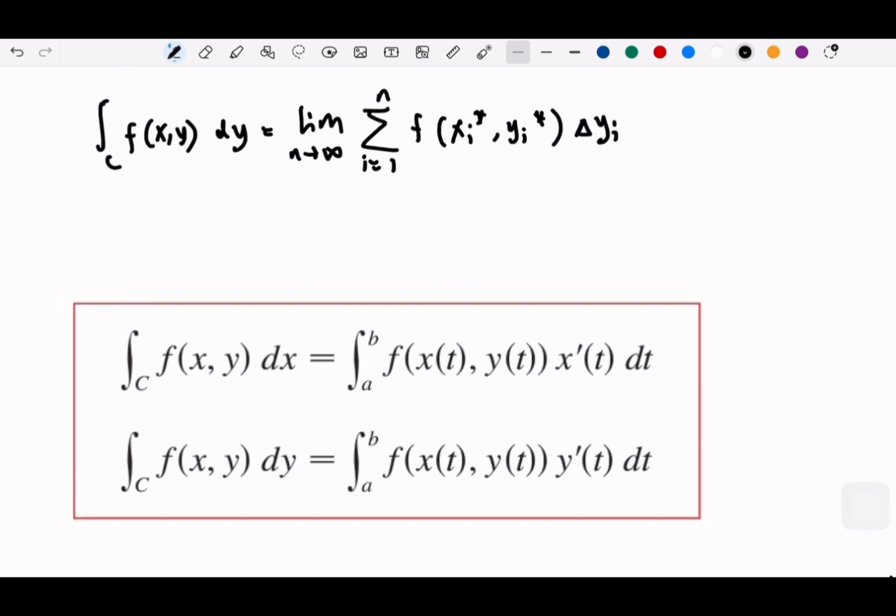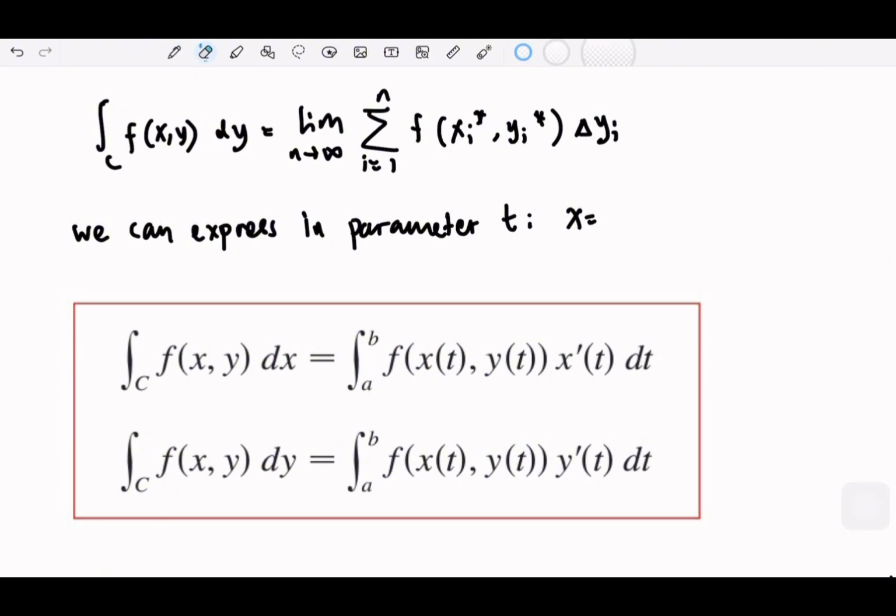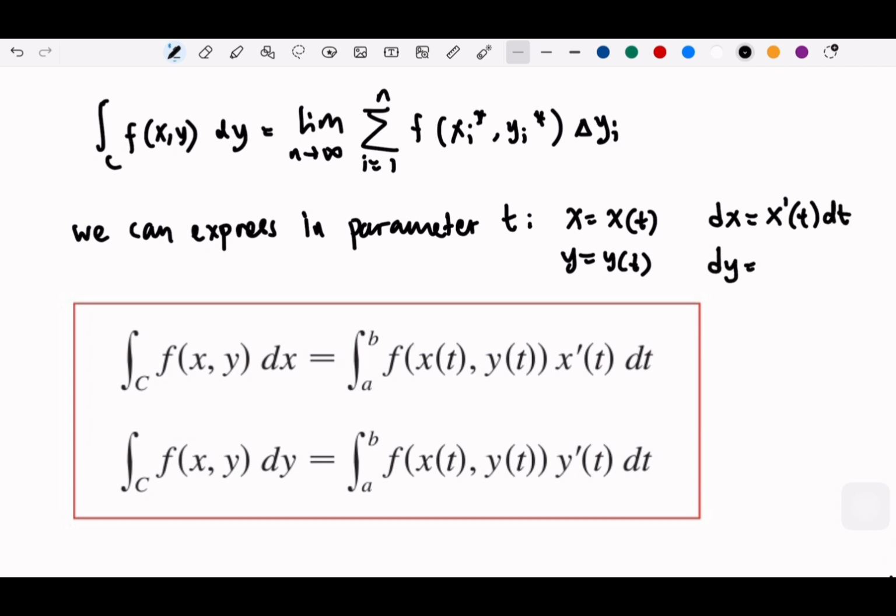We can express this in parametric form, in parameter t, so that x is x(t), y is y(t), so dx based on the chain rule will be x'(t) dt. Okay, and that's why we have this.